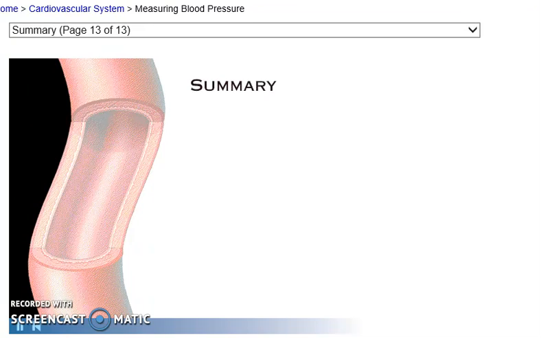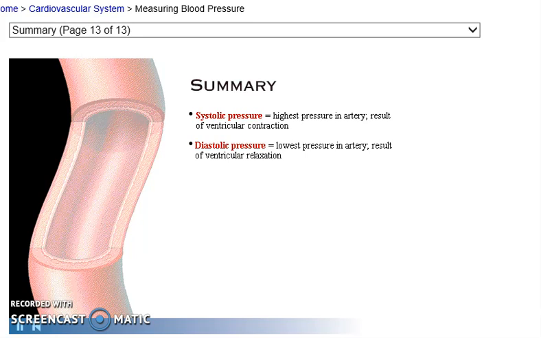Here's a summary of what we've covered. Systolic pressure is the highest pressure in an artery. It is the result of ventricular contraction, or systole, pushing blood into the aorta and through the arteries. Diastolic pressure is the lowest pressure in an artery. It results from ventricular relaxation, or diastole.